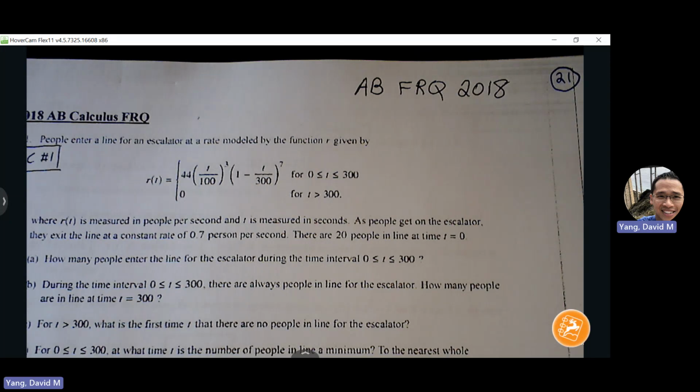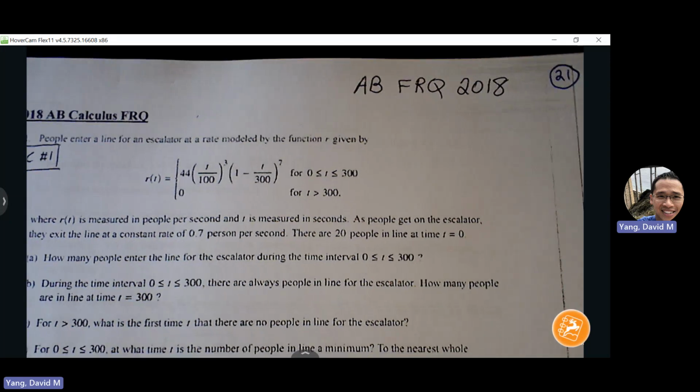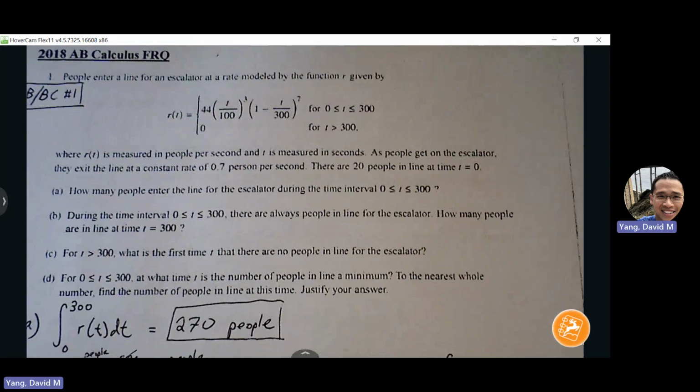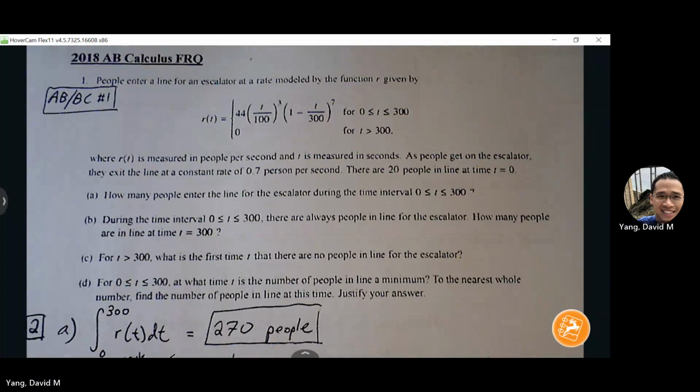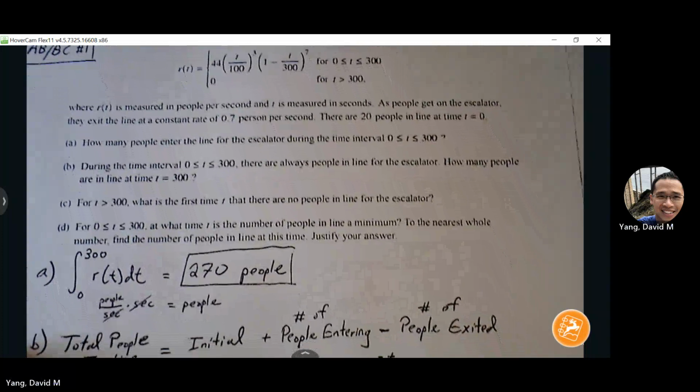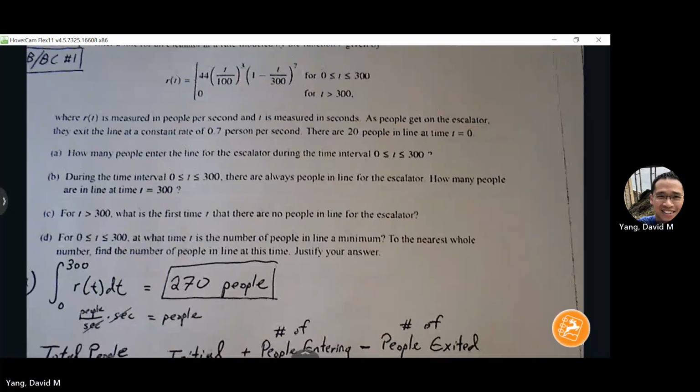So we know that this is the rate at which we're entering the line. So if we want to find out the total number of people, we can just take the antiderivative. Again, numbers 1 and 2 are calculator active. So we're just setting up, using the calculator to do the work for us.